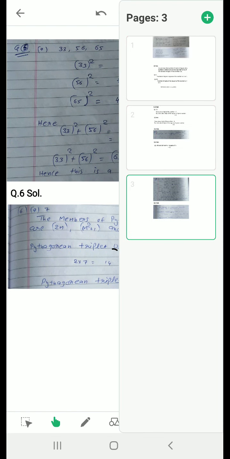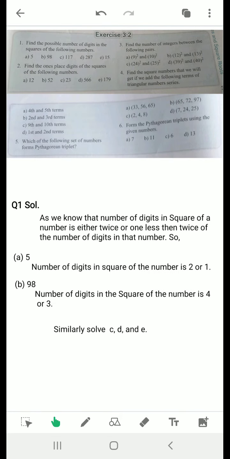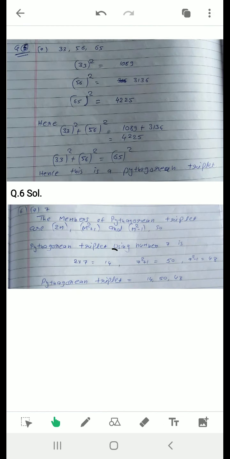Okay. Now, how to find a Pythagorean triplet if one member of the triplet is given? Dear students, I am again and again saying, watch the videos related to the properties of square numbers properly. In those videos the Pythagorean triplet is very important. I explained the Pythagorean triplet there, that the members of a Pythagorean triplet are 2m, m square plus 1 and m square minus 1, where m is any natural number. So the Pythagorean triplet will be 2m, m square plus 1 and m square minus 1.